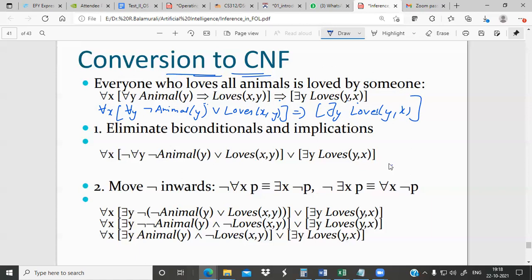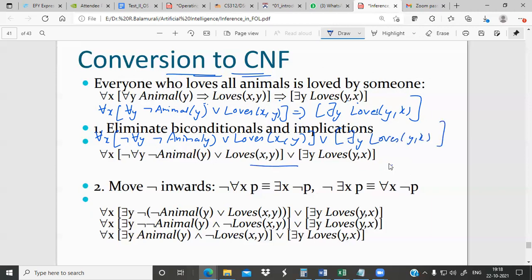Now let us remove this implication. When you remove this implication, what will you get? For all x, not for all y, not animal of y, or loves of x comma y, or there exists y loves of y comma x.